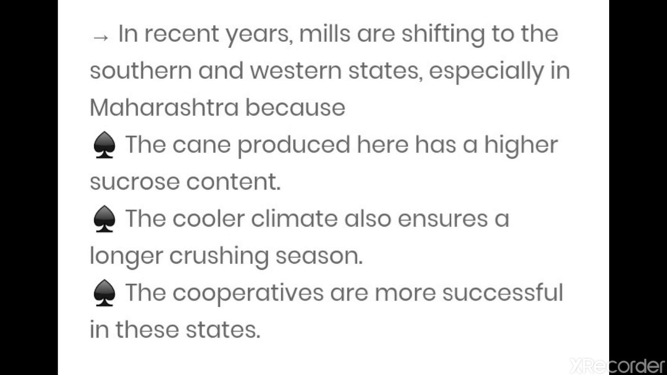Second point, old and inefficient methods of production. The methods of production in this industry are old and inefficient. That is the second problem which the industry faces. Third is the transport delay in reaching the cane to the factories. The sugar cane is heavy and bulky in nature, so moving it to the industries takes a lot of time. That is why this industry is also facing a transport delay in reaching sugar cane to the factories.